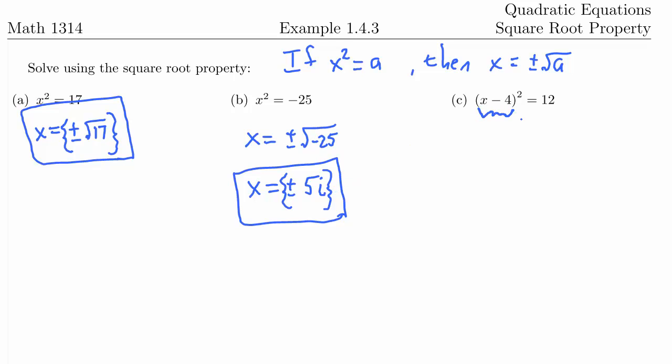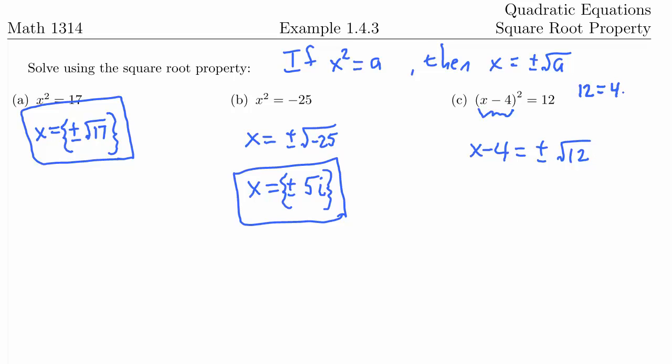Letter C is a little bit different, but not much. Notice this entire thing is being squared equals a number. So I'm going to go ahead and use the square root property on this. That gives me that entire thing, x minus 4, is equal to plus or minus the square root of 12.